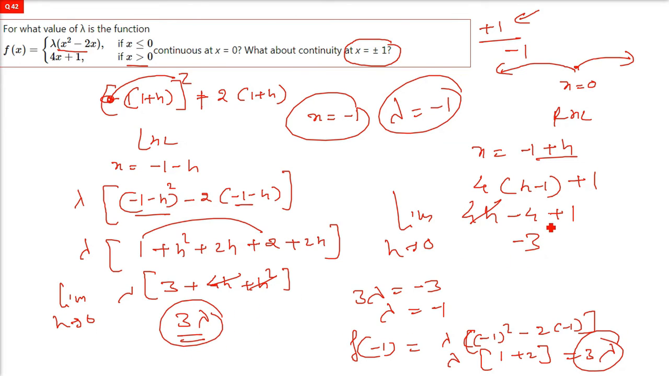When you equate it, what do you get? 3 lambda equals minus 3, the same case. Again, you will get lambda equals minus 1 only. But in case of x equal to 0, you don't have anything to check or equate to lambda, because lambda itself was coming as 0. Right? So x equal to 1, you have to do by yourself.